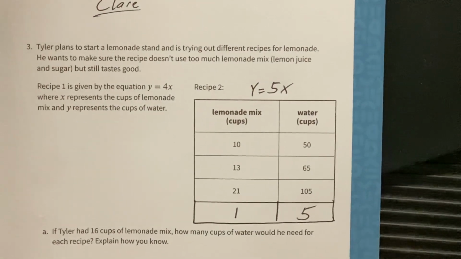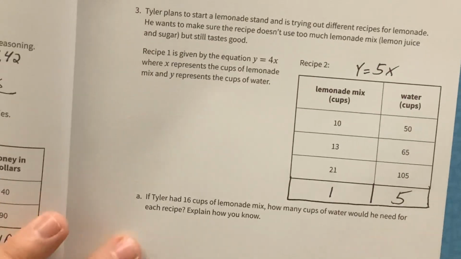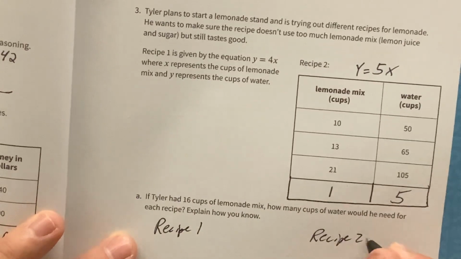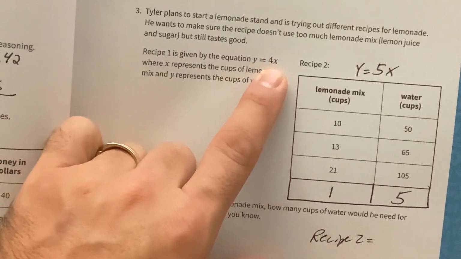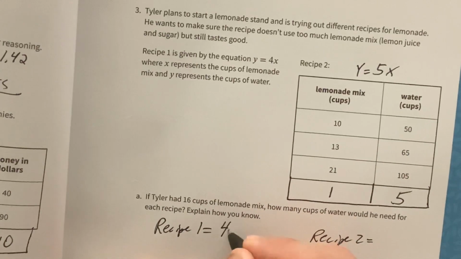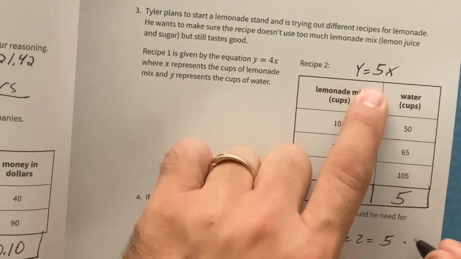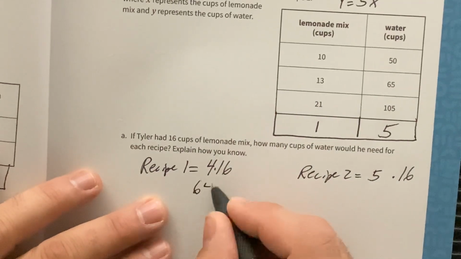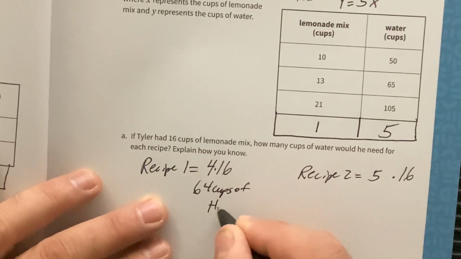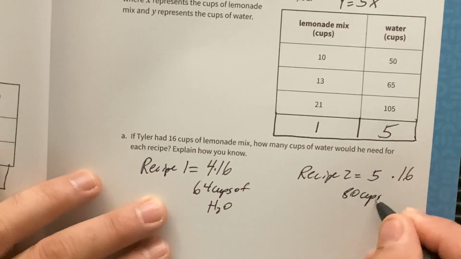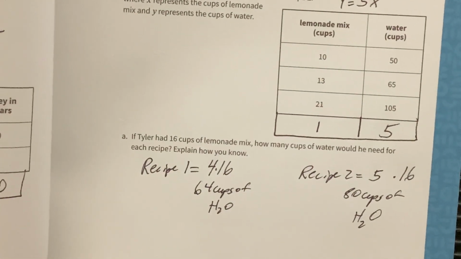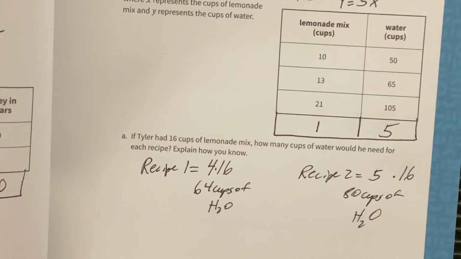So if Tyler had 16 cups of lemonade, how much water would you need for each recipe? Recipe 1, recipe 2. Recipe 1 was 4 times the amount of cups of lemonade, so 4 times 16. This one would be 5 times 16. 4 times 16, anybody know that one? 64. 64 cups of water, and 80 cups of dihydrogen oxide. So smart. But you got 2 of them. Yeah, so it's got to be dihydrogen oxide.